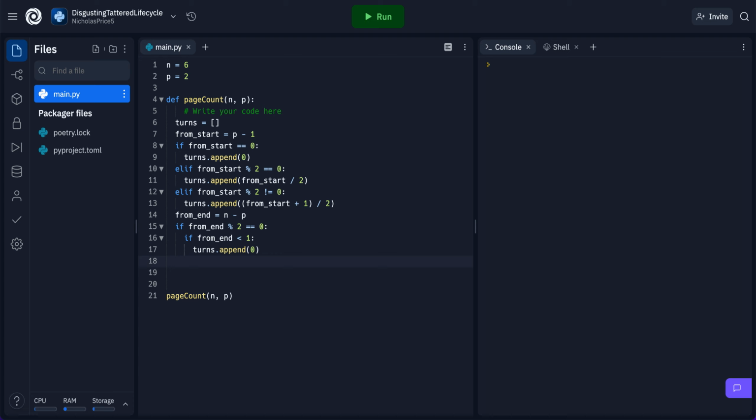Okay, what are our other scenarios? If from end is equal to 1, is that what we want here? Yeah, if it's equal to 1, what does that mean? So say we've got page 8 as the end of the book, page 7 is the page we're looking for. We can go ahead and just turn the page once.